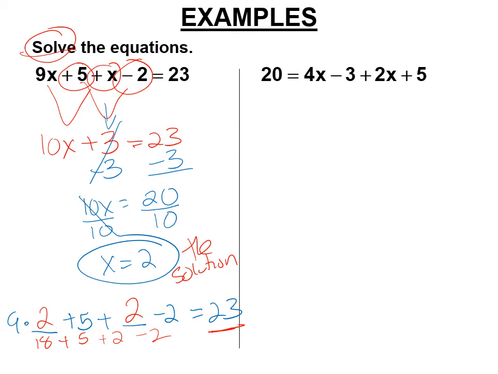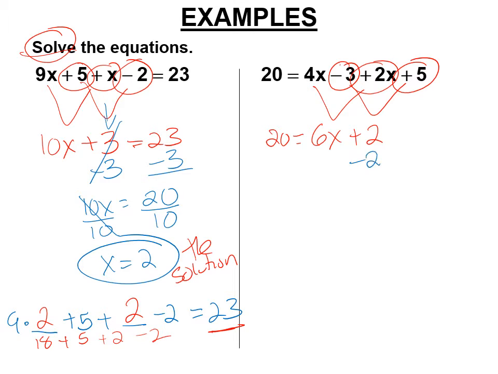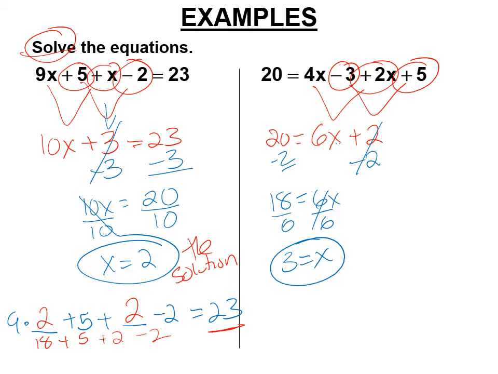Okay, let's try it again. So 4x plus 2x is 6x. Negative 3 plus 5 is positive 2. So we write plus 2. There's our two-step equation. We know how to solve a two-step equation. You get rid of the constant on the same side that x is on. So 18 equals 6x. Divide both sides by 6. 3 is the only number x could be, the solution.